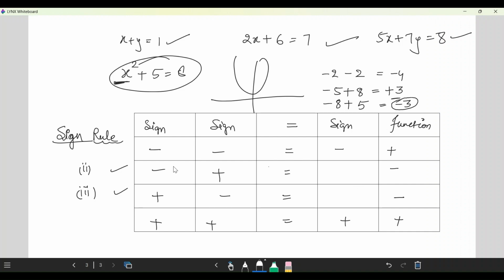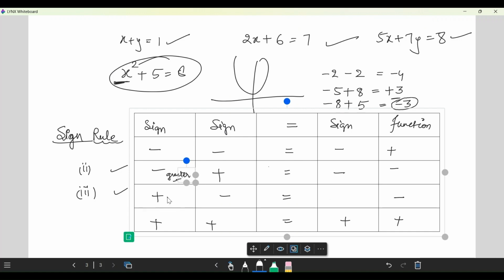so minus 3, you will be in negative, in minus. Okay, so if the negative number is greater in looking, then the sign will be negative. If the positive number is greater, then the sign will be positive. Yes, so the function is plus but the sign is negative.